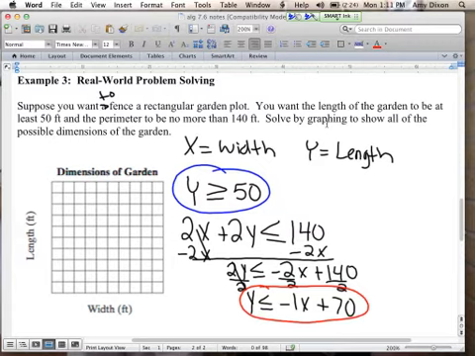Actually, before we can start graphing them, we have to scale our graphs here. If I need to reach 50 and 70 on my y-axis, how am I going to scale this? Tens is probably pretty good, so we'll do it by tens. So we'll scale both the x and the y-axis by 10. Okay?